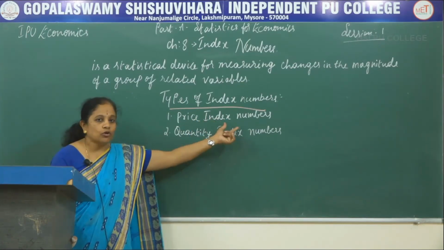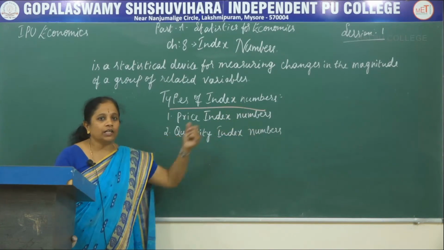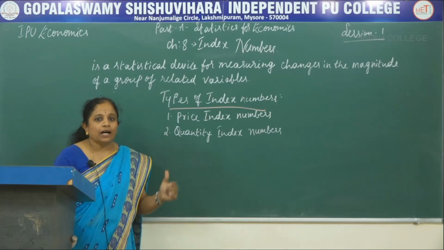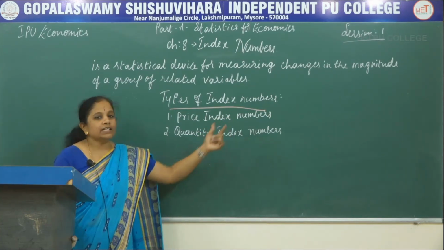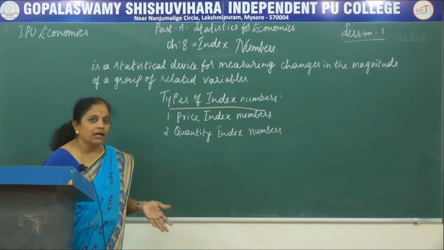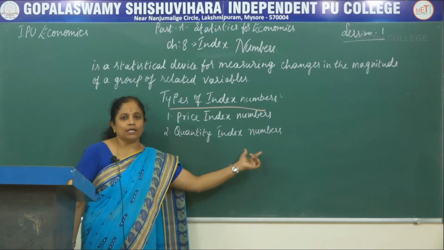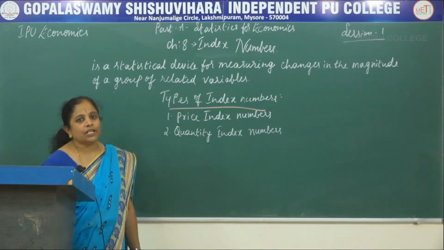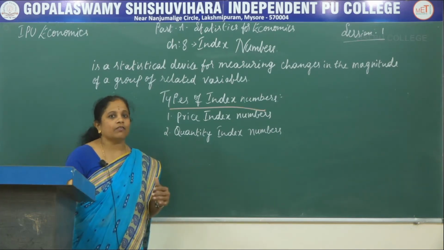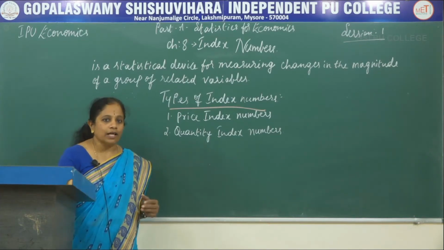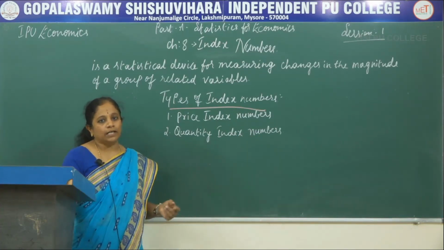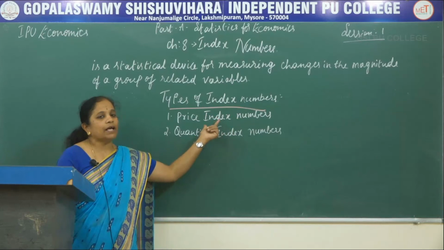Price index numbers are those which check the variation in the price over a period of time, comparing the base period and the current period. Here the price index numbers check whether there is an increase or any decrease in the price. In the quantity index numbers, we measure the changes in the quantities, whether the quantity demanded is high or less, or whether the quantity supplied is more or less.